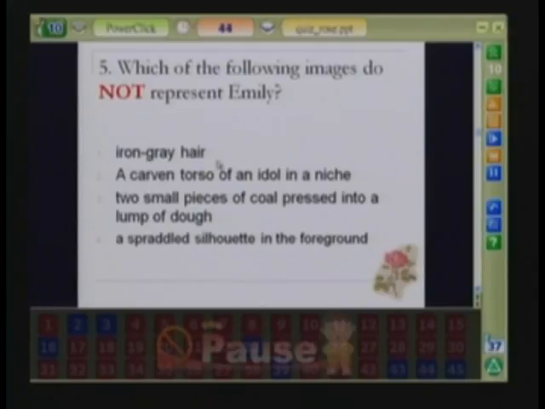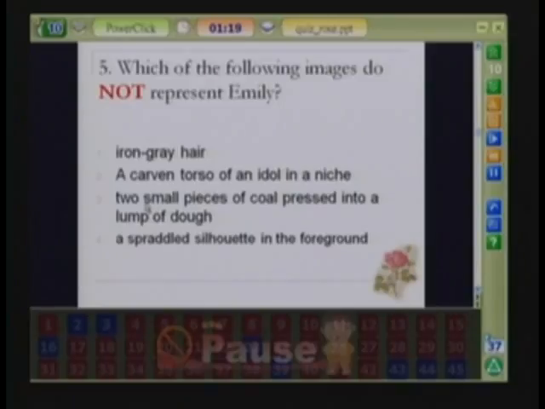Okay, so it should be really important. A carbon torso of an idol in a niche. This is the moment when the townspeople try to get rid of the smell by spreading the lime, 石灰粉. Okay, and then they see inside the window, Emily sitting there watching them. And she's a bit like an idol, motionless. This is an image representing her not being moved, her stubbornness, her refusal to change.